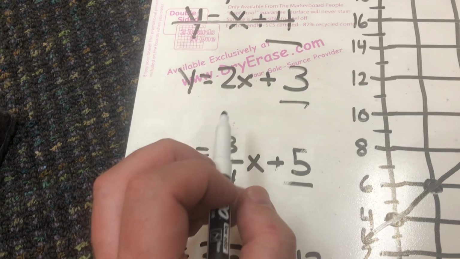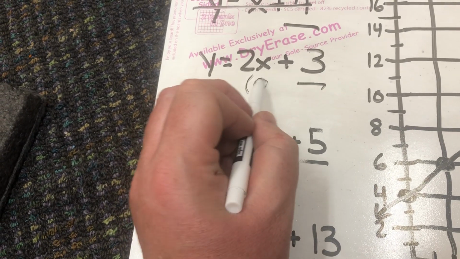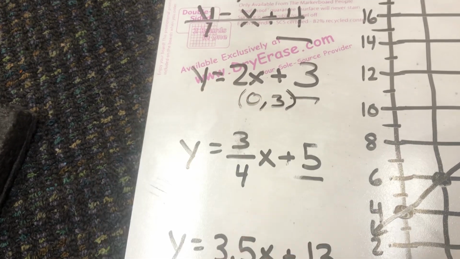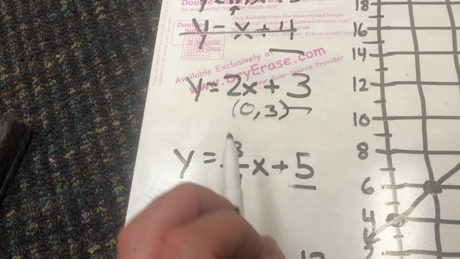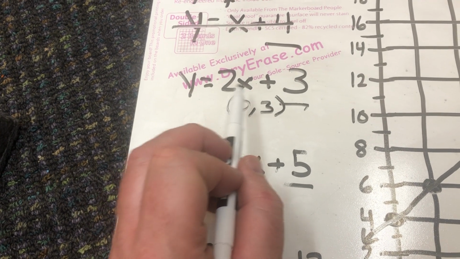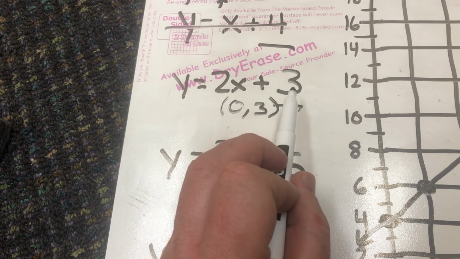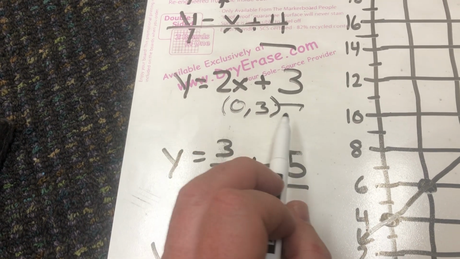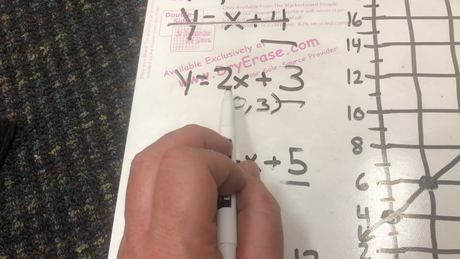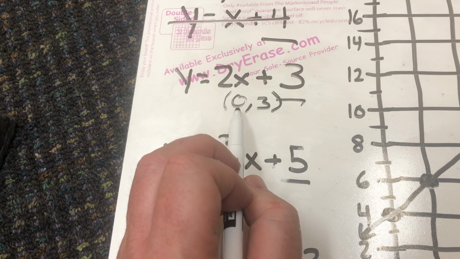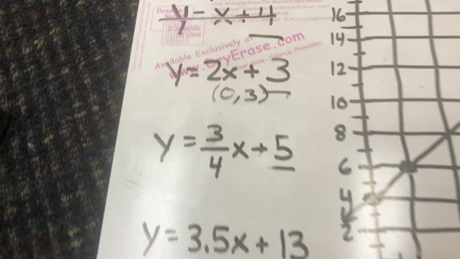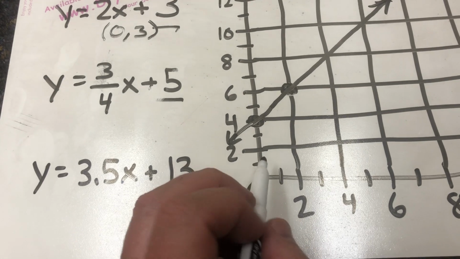The idea that when x is 0, y is 3. Think about that ordered pair, 0, 3. Well, sure enough, if x is 0, 2 times 0 is 0. Plus 3 is 3. So y is going to equal 3 when x equals 0, because 2 times 0 is 0. Plus 3 is 3. So my first ordered pair is going to be at 0, 3.